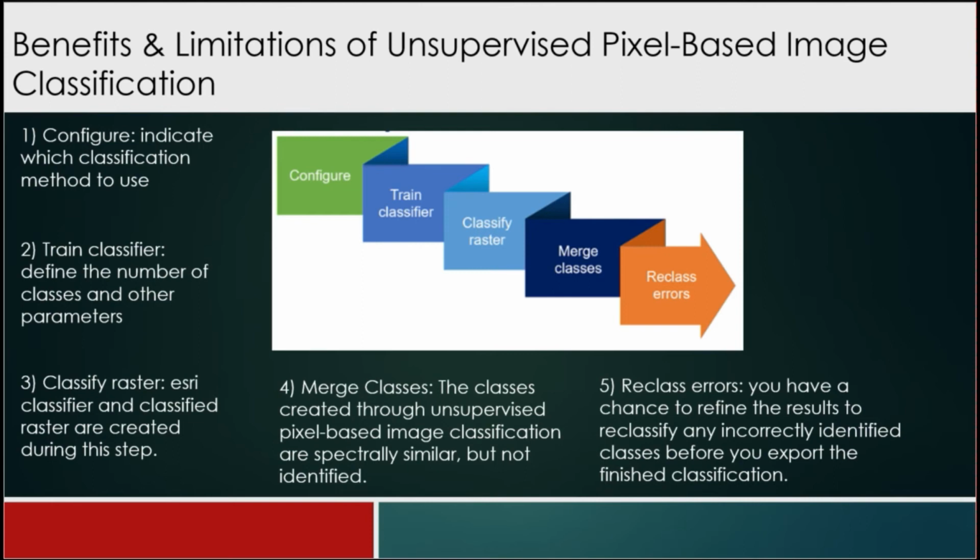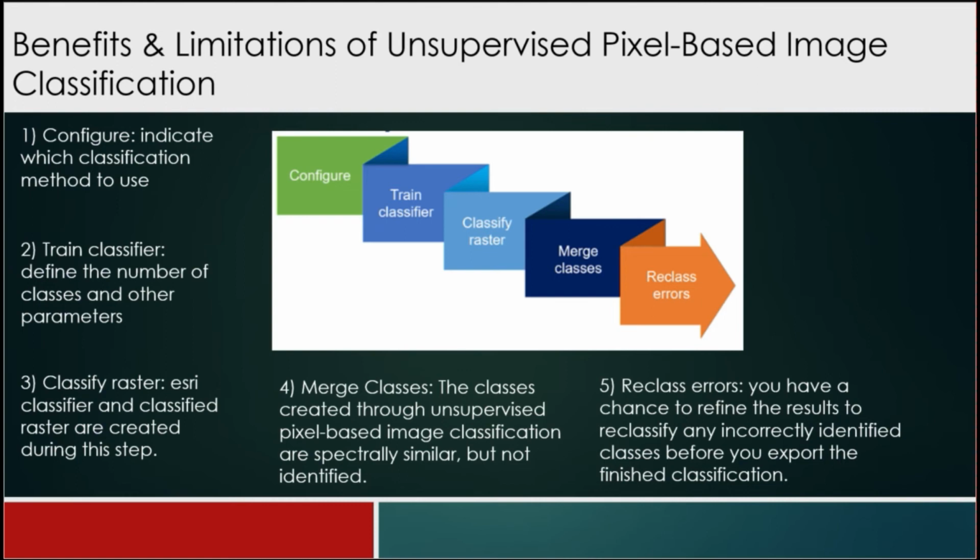Okay, so this is the workflow for unsupervised classification. The first step is to configure: indicate which classification method to use. You can also specify the output folder and the classification schema during this step. After you configure, the next step is to train the classifier, where you define the number of classes and other parameters. So what kind of categories do you want to have? How many land cover types are there? Those types of parameters. And then the third step is classify raster.